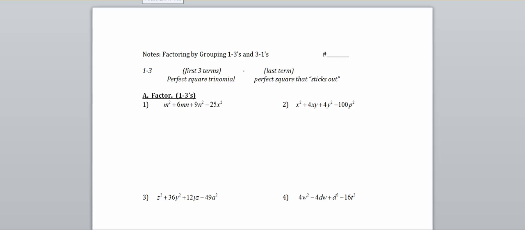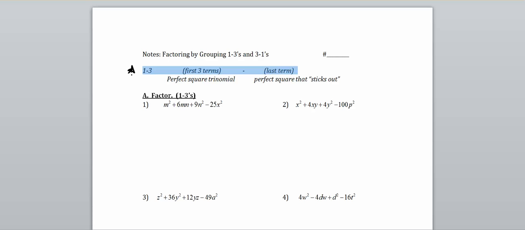Today's notes are factoring by grouping 1 3s and 3 1s. We've done grouping by 2 2s, but today we're going to elaborate on different ways of grouping and focus on 1 3 grouping and 3 1 grouping. So to start off, we're going to do 1 3 grouping.